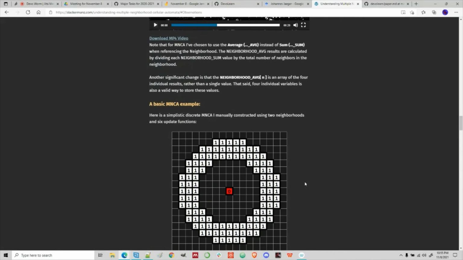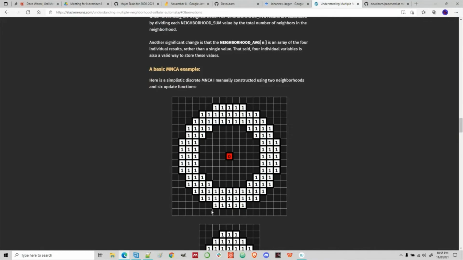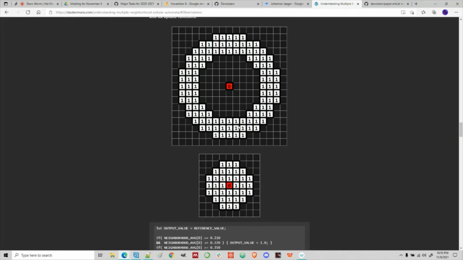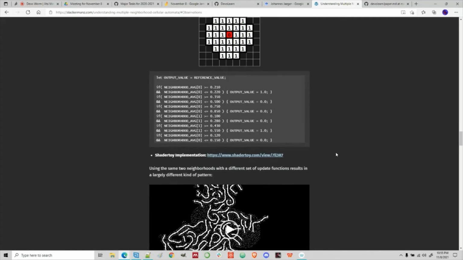So I think I like this. This is nice. This is a basic MNCA example. This is a simplistic discrete MNCA. He's manually constructed it using 2 neighborhoods and 6 update functions. So this has a number of update functions. You have the focal cell here with some area around it, and then the neighbors are way out here, where the neighbors can be contiguous to the focal cell.